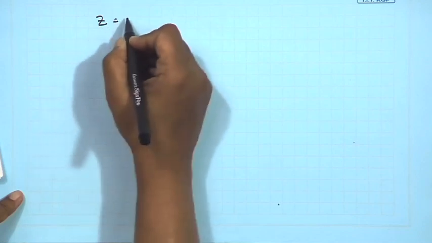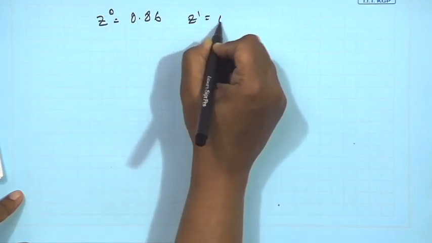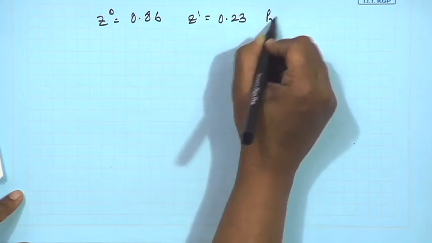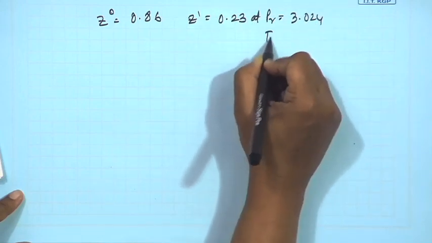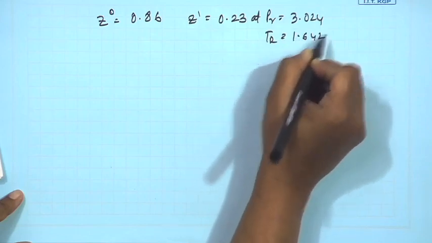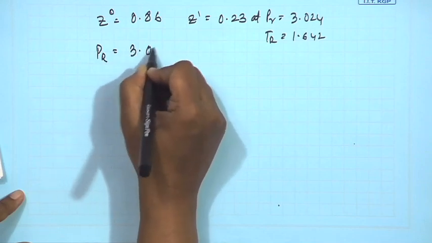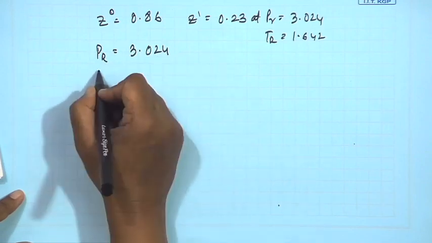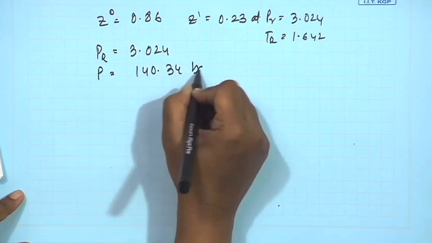Finally, you get your Z0 as 0.86, Z1 equals 0.23, PR equals 3.204, TR equals 1.642, from where you get your final PR as 3.024. When the calculations converge, you get your P as 140.34 bar. So, this was the first problem. Let us go to the second problem.